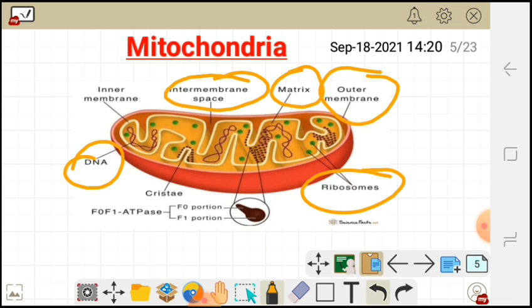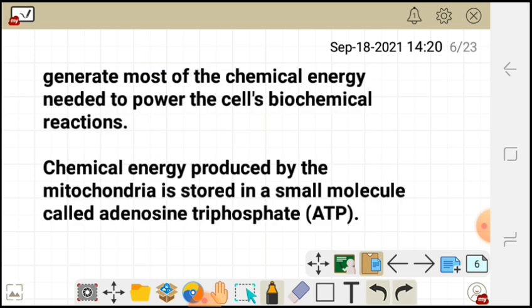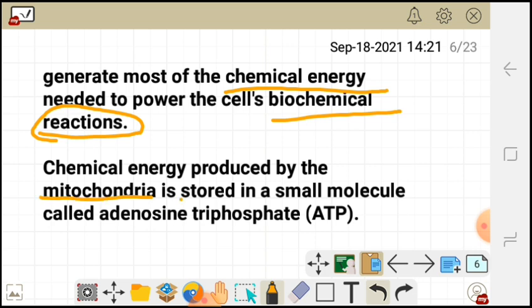mitochondria. Now the function of the mitochondria is to generate most of the chemical energy needed to power the cells by chemical reactions. So all the reactions which take place in an animal or in the cell are powered by the mitochondria. Then the chemical energy produced by the mitochondria is stored in small molecules. So these molecules are called adenosine triphosphate, ATP. So this is the form of energy stored inside the mitochondria, ATP.